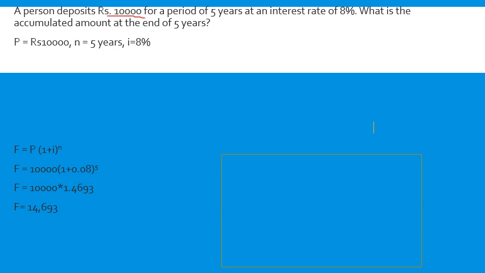When you are depositing at the beginning, that is always present worth, today. You are depositing it today, which is nothing but P, present worth. So P is equal to rupees 10,000. And what is the accumulated amount? What is being asked? Accumulated amount, compounded amount, future amount, they are all one and the same. Either we can use the word accumulated amount or the compounded amount or the future amount.